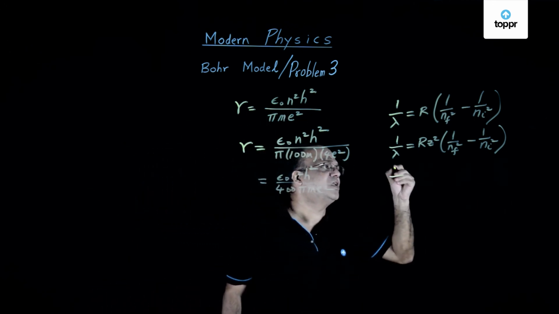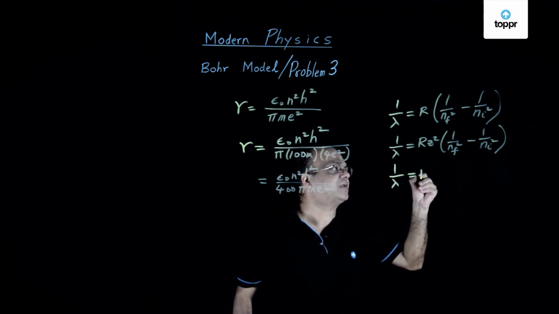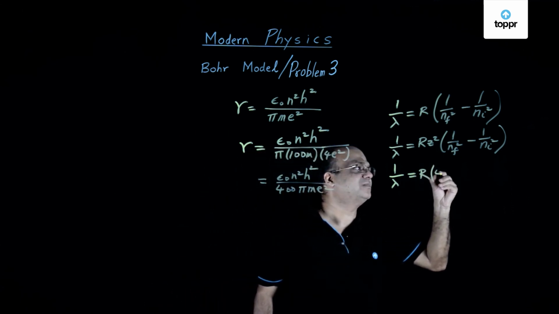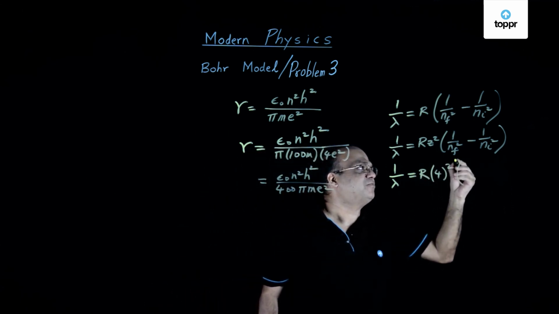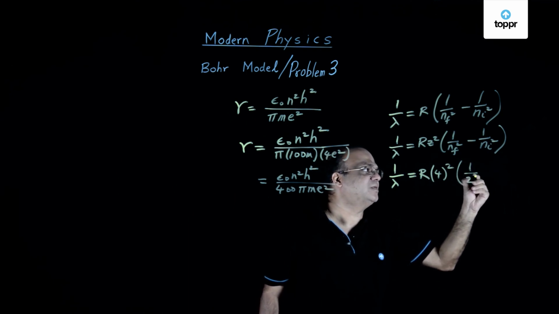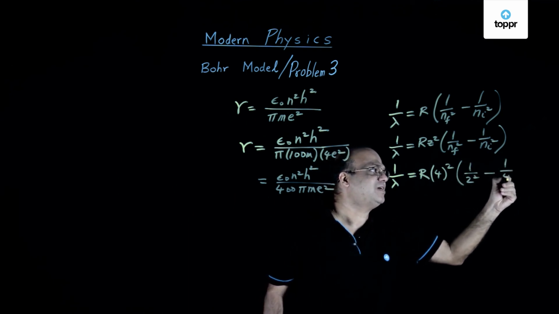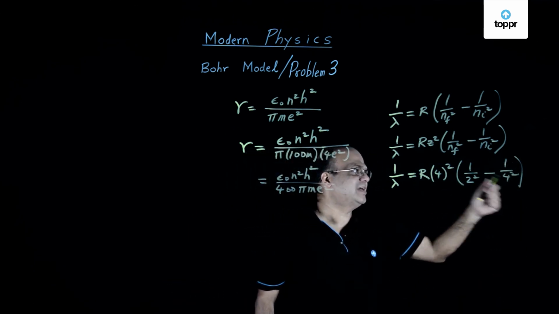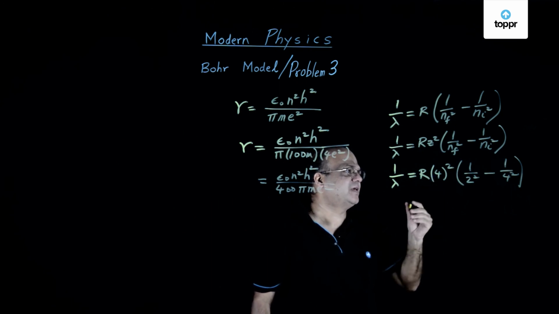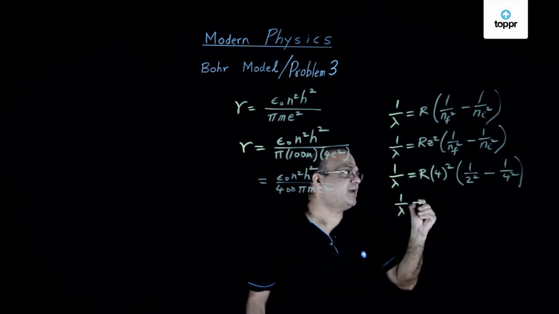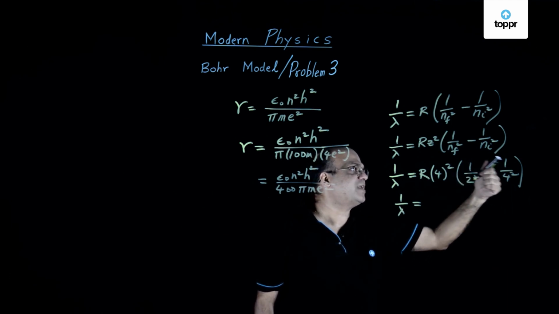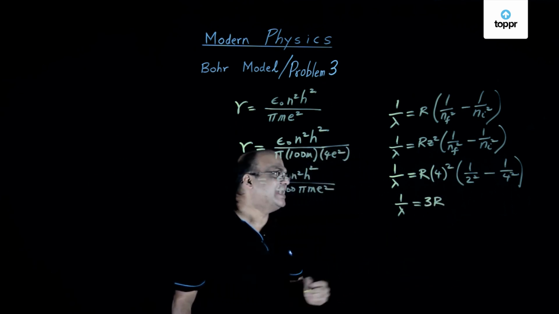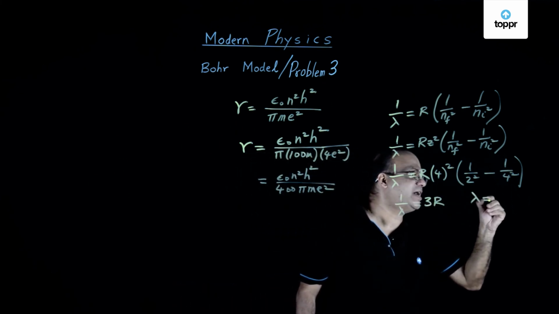So let's do that. 1 by lambda equal to R. Z here is how much? Z is 4. So 4 square. The final orbit is 2, minus the initial orbit, 1 by 4 square. So you will get 16 as LCM here. This 16 will get killed by this 16. So 1 by lambda will become, this will become 4 minus 1, 3. So you will get 3R. Lambda becomes 1 by 3R.